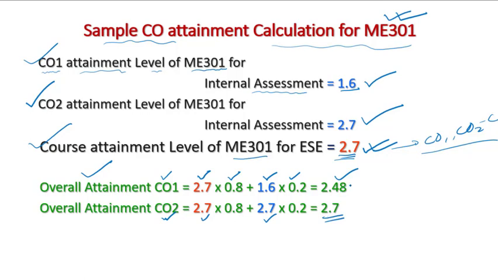Okay, I think it should be 2.46 if it is that. So we'll take this value, 2.46. With this value we'll go to the next step. So overall attainment level for CO1 is 2.46 and for CO2 is 2.7.